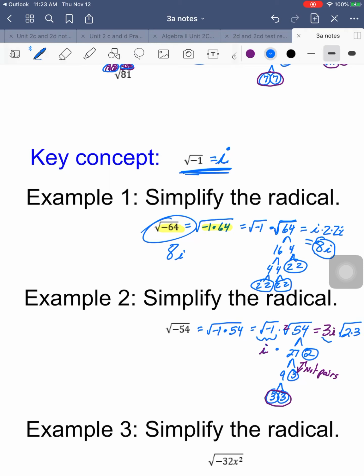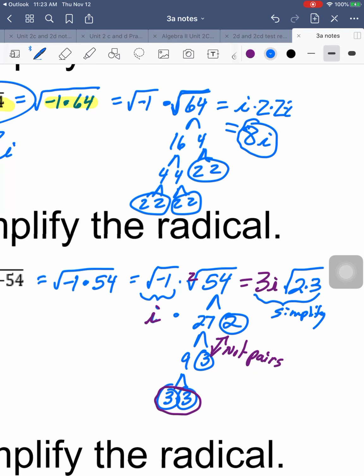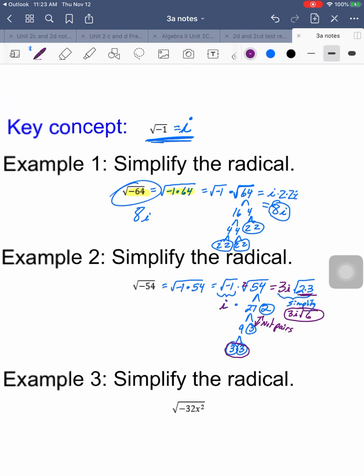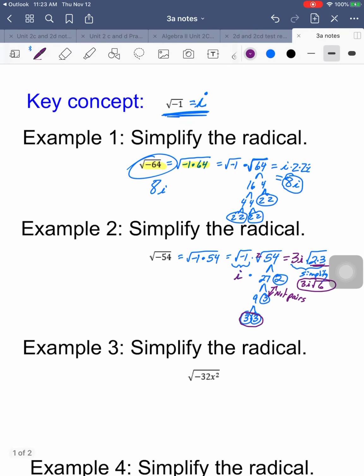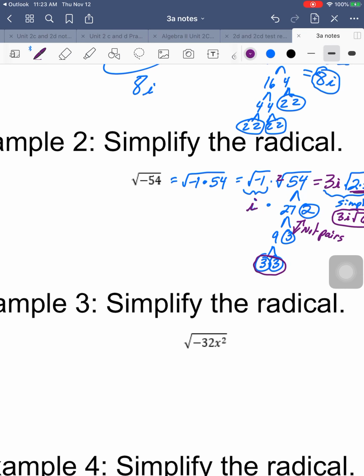Now we look at this, can we simplify it? We have to simplify that a little bit. And we can, to 3i square root of 6. 2 times 3 is 6. That's your final answer. Or final simplification, I should say.